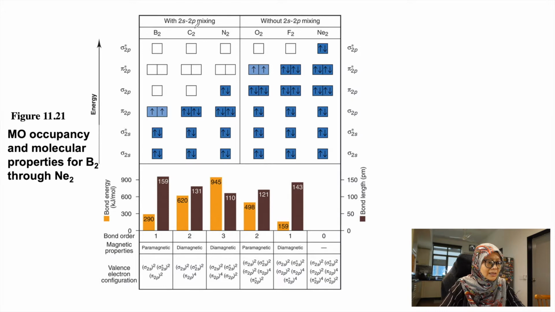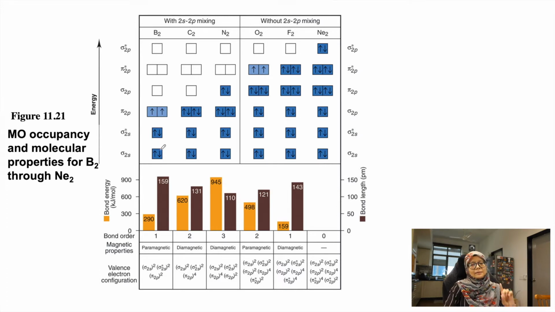In this slide, we have the sp mixing and also without sp mixing. Let's focus on the one with sp mixing. If you look at B2 here, we have 2 unpaired electrons, so B2 can be considered paramagnetic. While for carbon and nitrogen, all of the electrons are paired, so C2 and N2 can be considered diamagnetic.